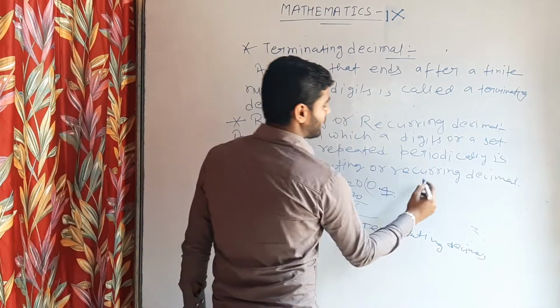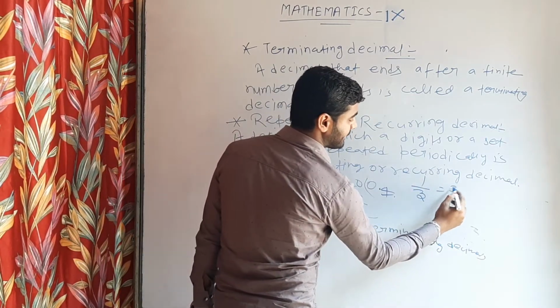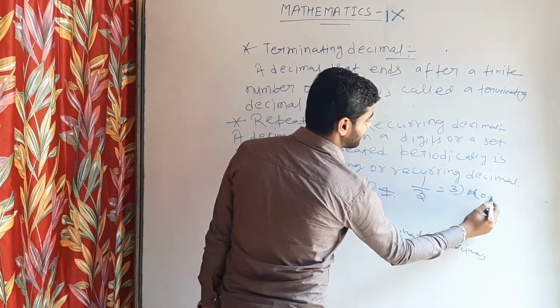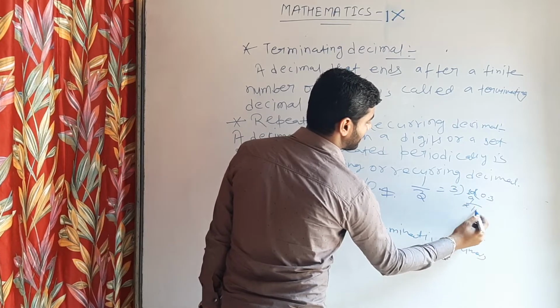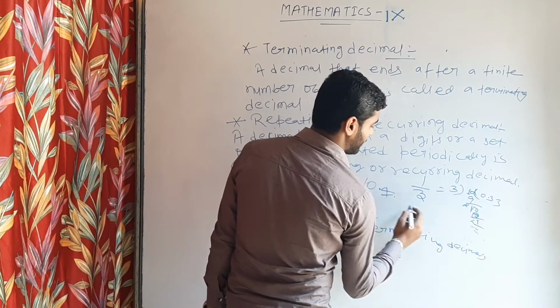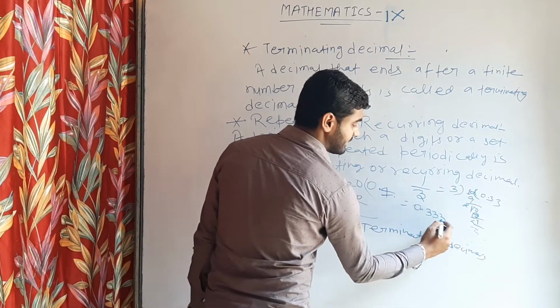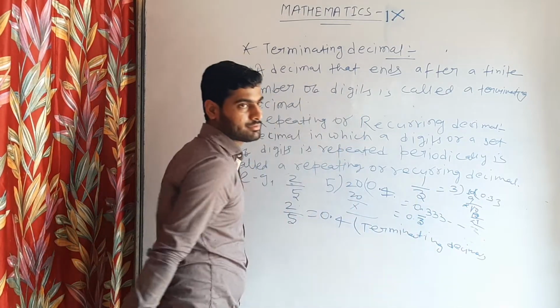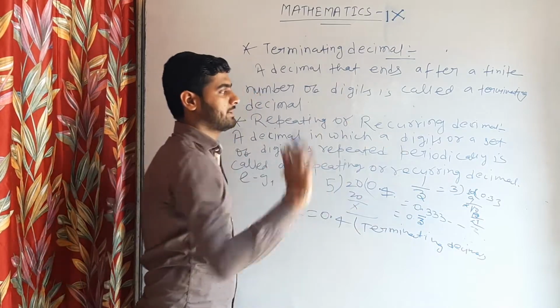If you write 1 by 3, then we divide 1 by 3, and 3 keeps coming. So we write 0.33333, that is, 0.3 recurring. So it is a repeating or recurring decimal.